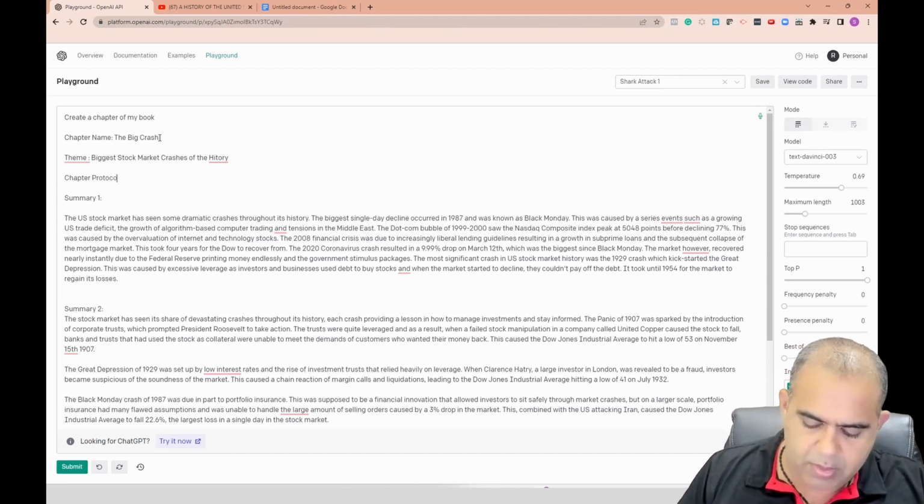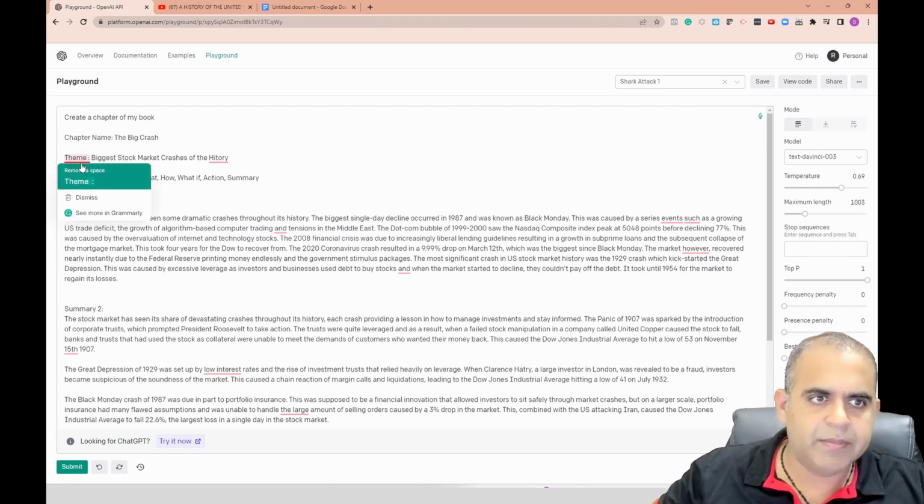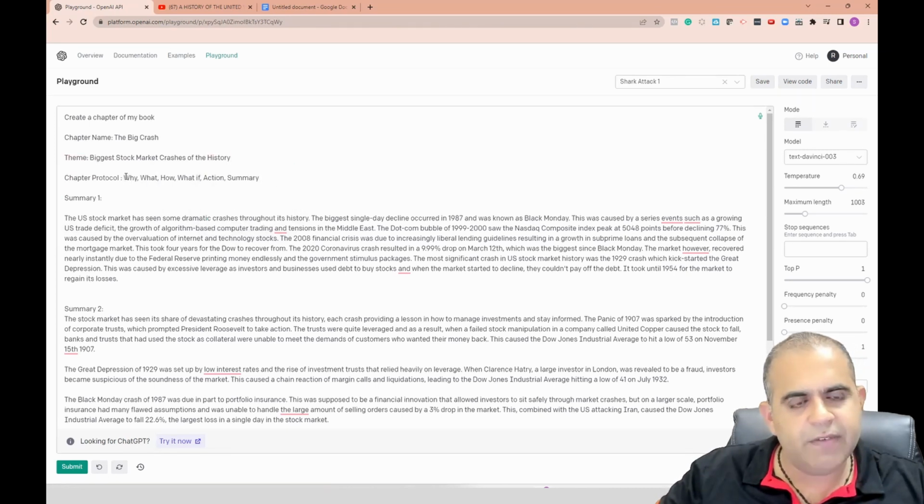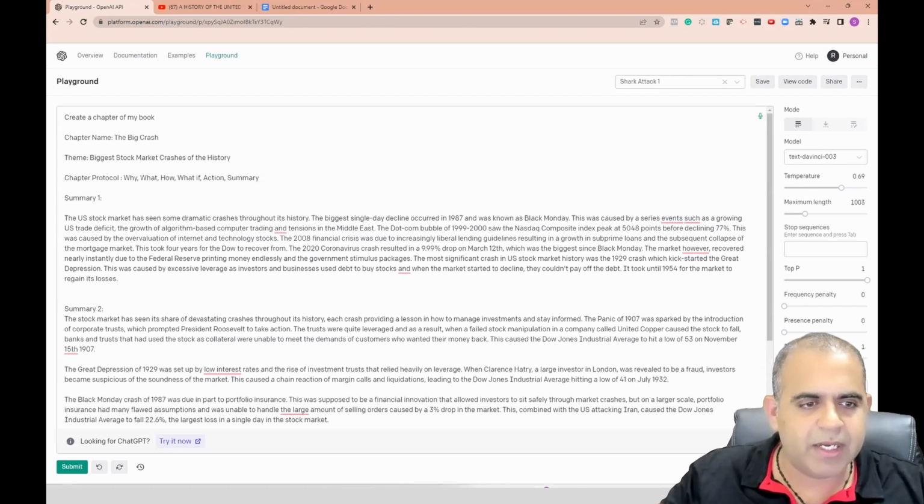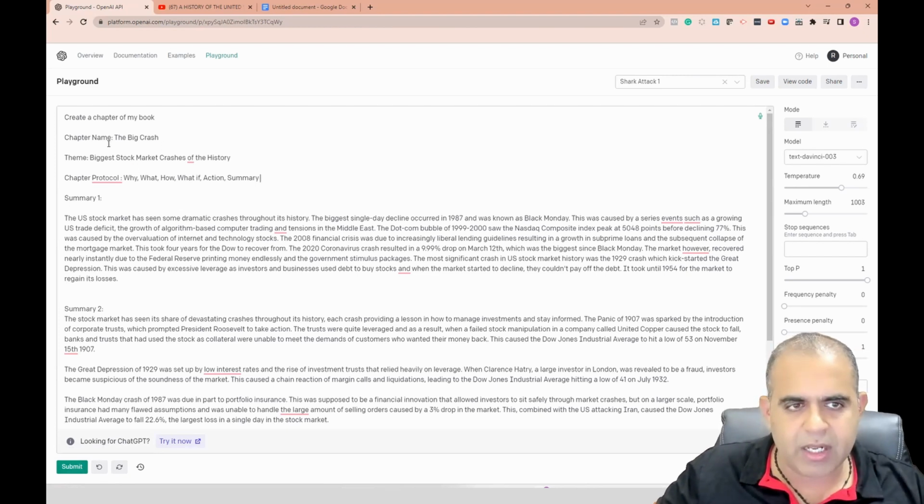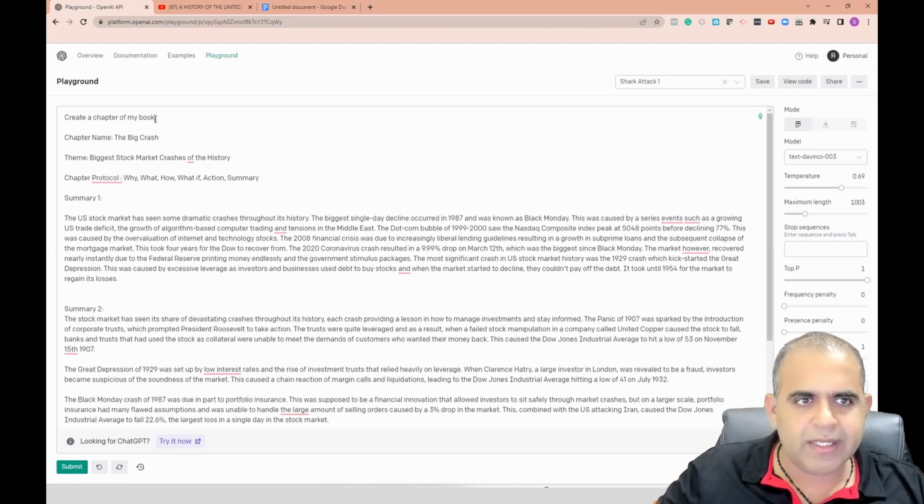Chapter protocol. Why, what, how, what if, summary, action, summary. So what it means is, basically it will write for you in a format, and you will see what I mean by that by the time I finish it. By the way, it might not be able to complete the entire chapter because of the text limitations, which we can play around. There are other ways to do it, but I just wanted to give you: create a chapter of my book.